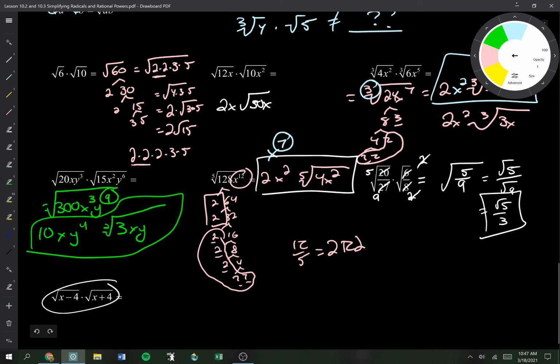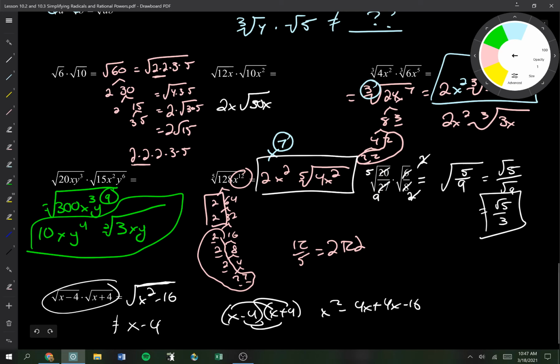Last one is this. When these multiply, it becomes x squared minus 16. Because x minus 4 times x plus 4 is a difference of squares and things cancel. You get x squared minus 4x plus 4x minus 16. But I want to make this super, super clear. X squared minus 16 is not the same as x minus 4 or x plus 4. It is not the same as the square root of x squared minus the square root of 16.